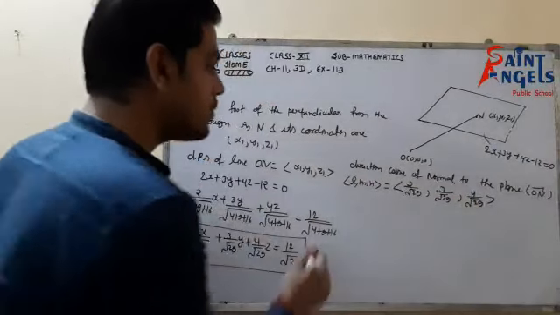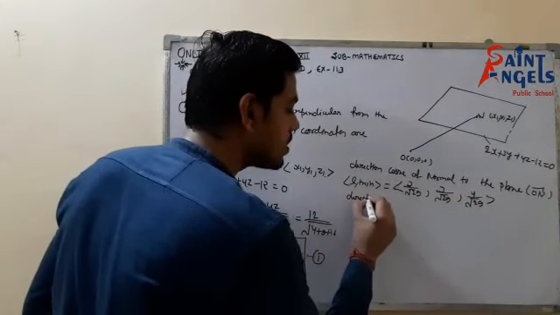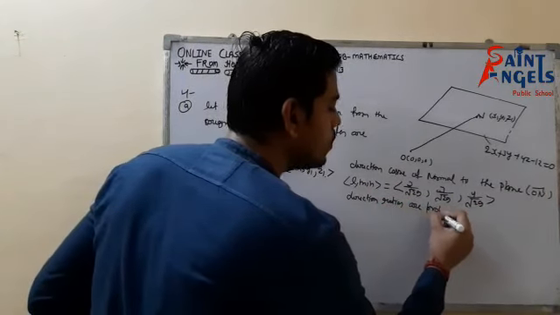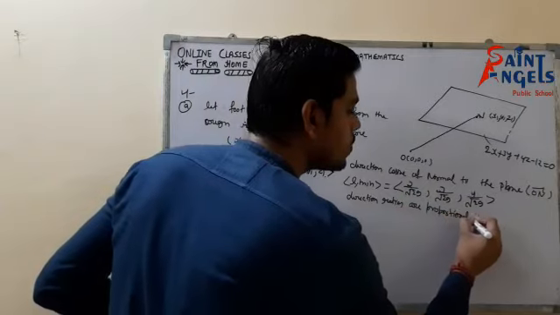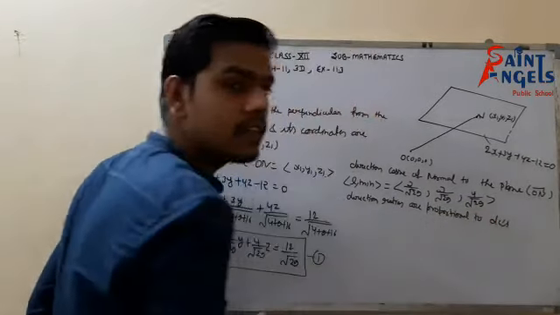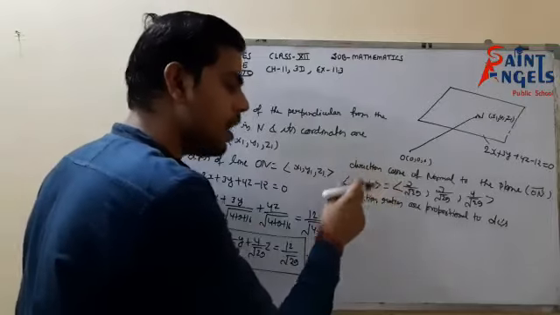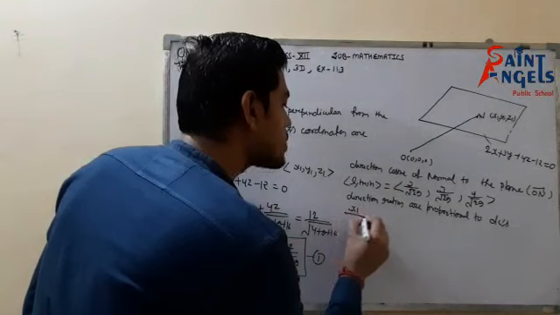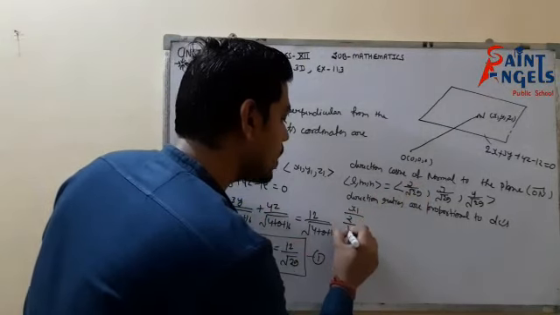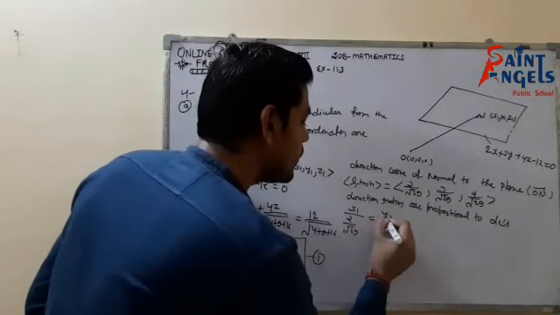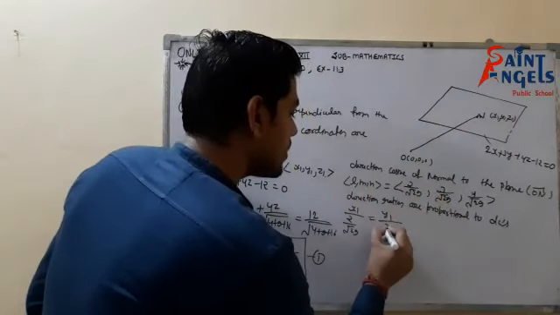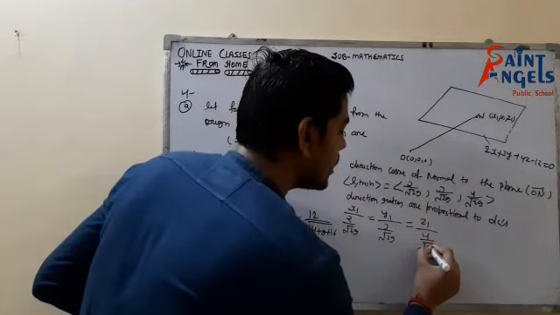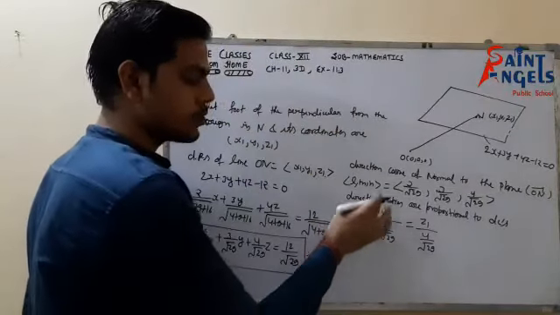Okay, and we know that direction ratios are proportional to direction cosines, isn't it? So it means what? A upon L equals B upon M equals C upon N. So A is x1. So x1 upon L, it means what? 2 upon under root 29 equals y1 upon 3 upon under root 29 equals z1 upon 4 upon under root 29. Okay, so direction ratios and direction cosines are proportional.